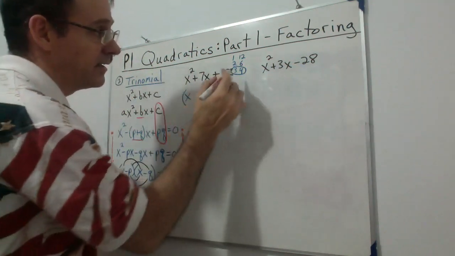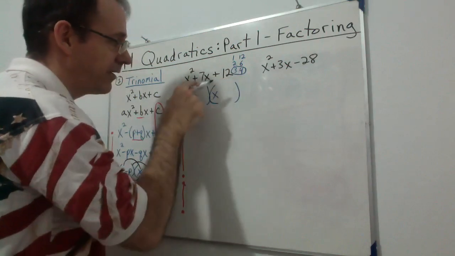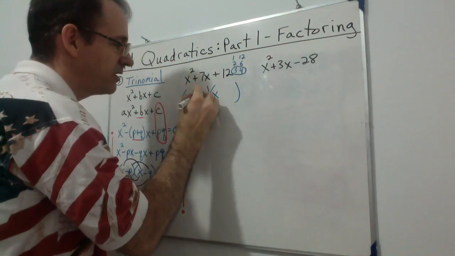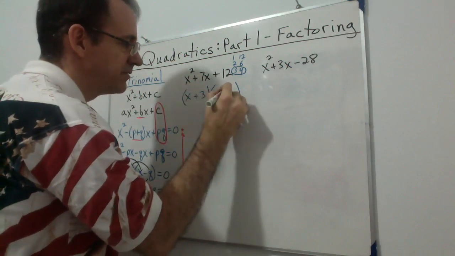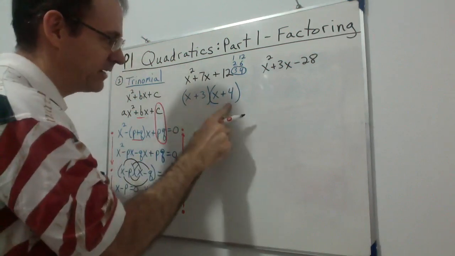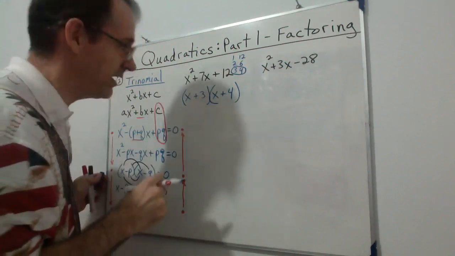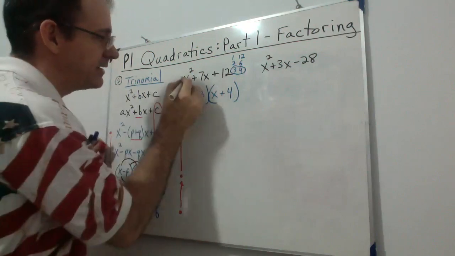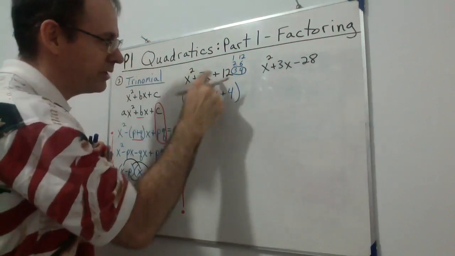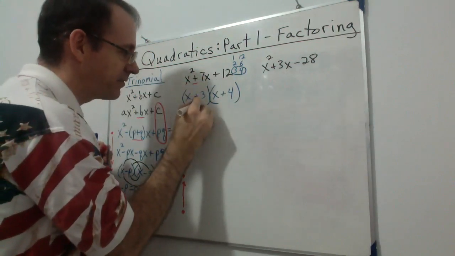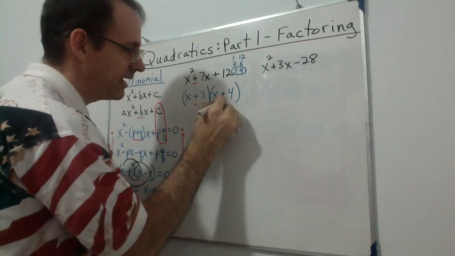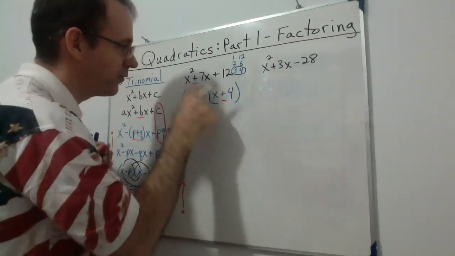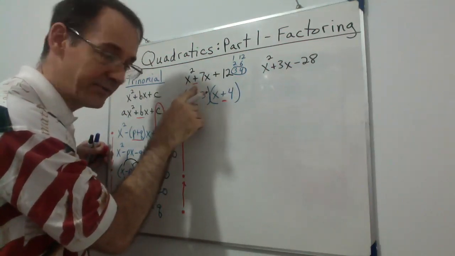And then I have a 3 and 4 that are adding together to give me a positive 7. So it's a positive 3 and a positive 4 that are adding together to give me a positive 7. If this happened to be a negative 7, then you would be adding a negative 3 and a negative 4. A negative 3 plus a negative 4 would give you negative 7.